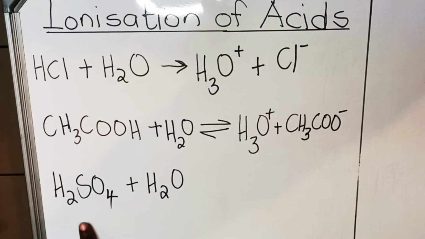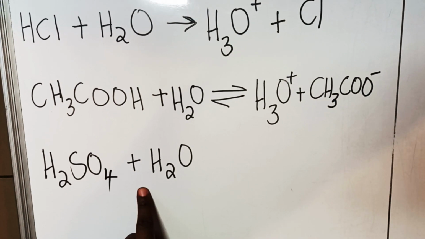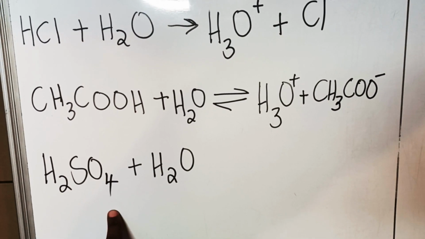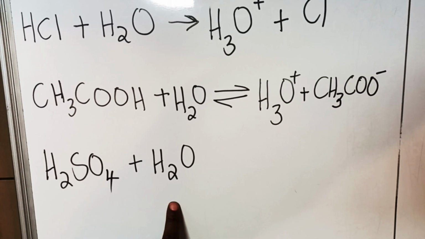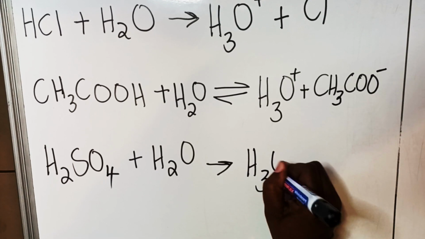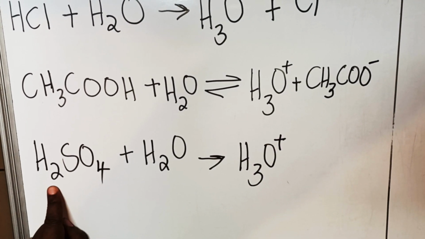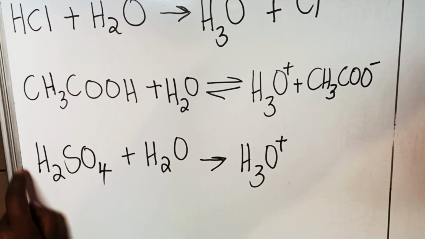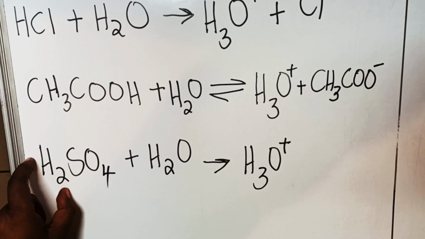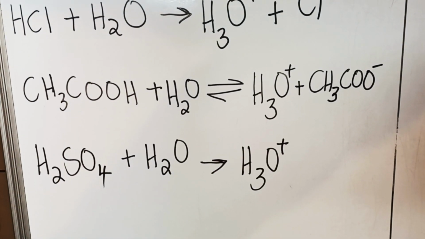Our next example is sulfuric acid, H2SO4. It reacts with water. It will ionize. Because it's an acid, it's going to ionize with water, forming hydronium, H3O+. But now, look at the sulfuric acid. It has 2 hydrogens. So those 2 hydrogens are going to react with 2 molecules of water and form 2 hydronium ions.